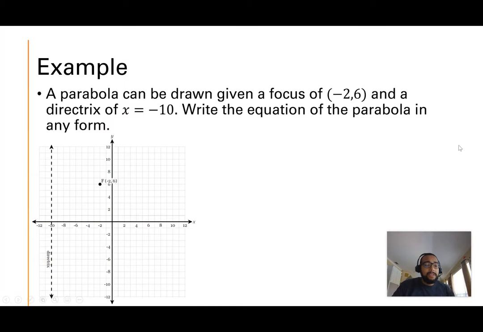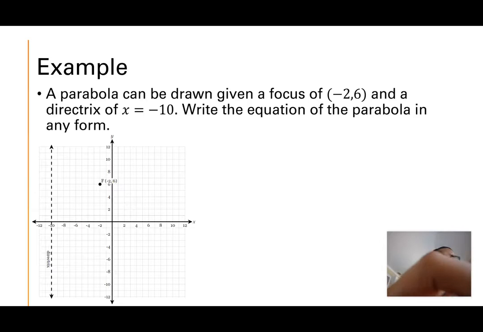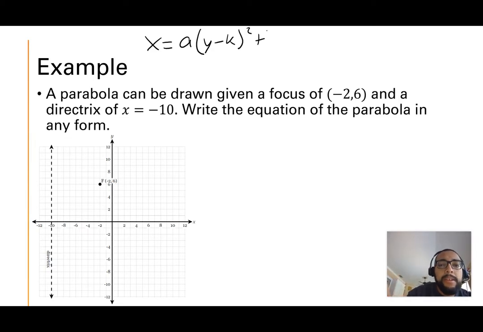So I have here just some examples straight from Delta Math. We got a parabola that can be drawn given a focus of -2, 6 and a directrix of x equals -10. We're going to write the equation of the parabola in any form. We'll just stick with our vertex form. So vertex form again, it's x equals a(y minus k) squared plus h. Our a value can be found by doing 1 over 4p. And our vertex is going to be (h, k).